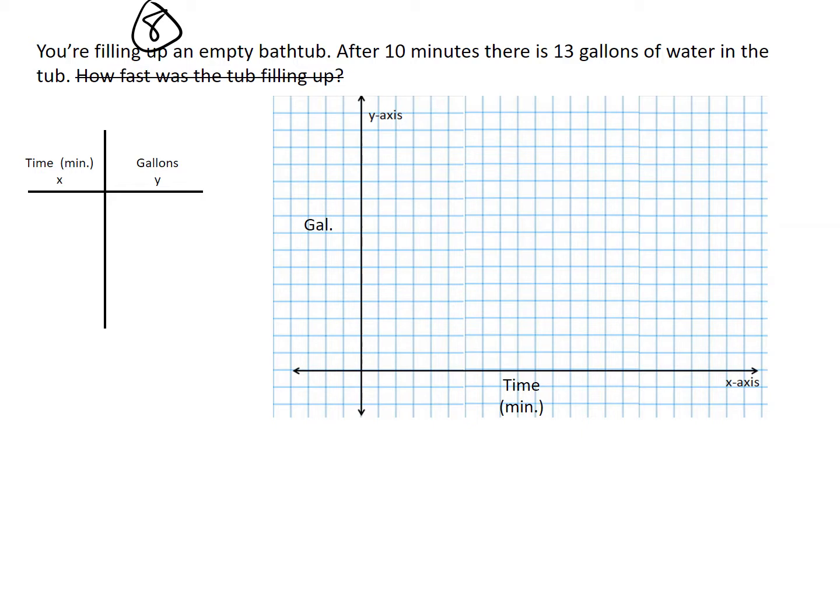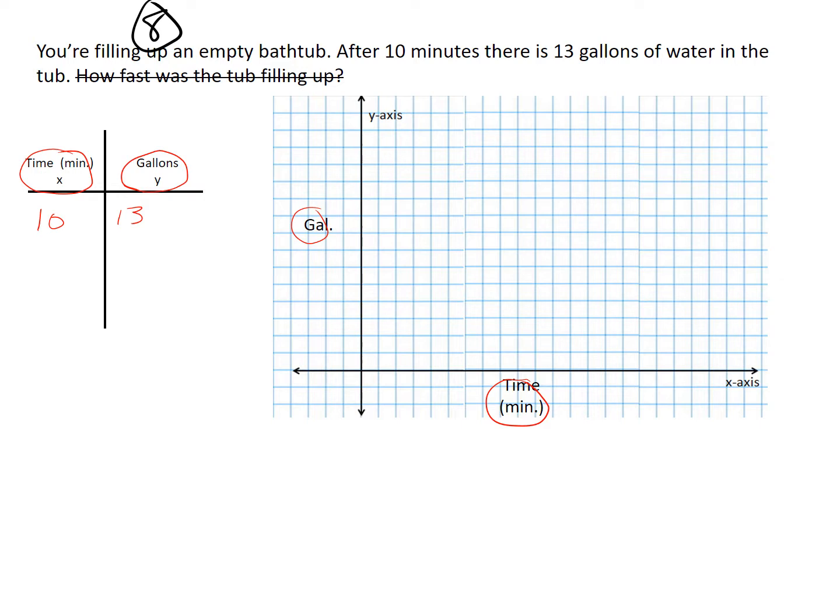So let's get started. Right on the left, I have this t-table. Looking at the problem, we're talking about minutes and gallons. So remember, time always goes on the x-axis, so I've got that here. We're talking about gallons, that's going to go on the y-axis. So here's my gallons, here's my minutes. All right, so let's figure out what we got here. What jumps out at me is after 10 minutes, there's 13 gallons. So in the table, I can put after 10 minutes, there's 13 gallons of water.